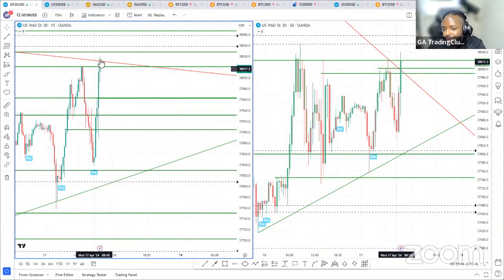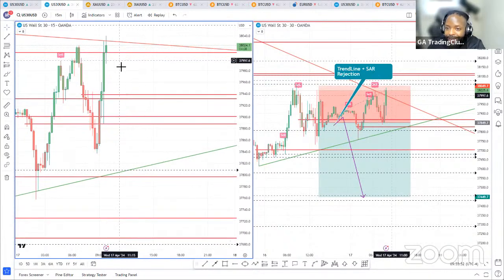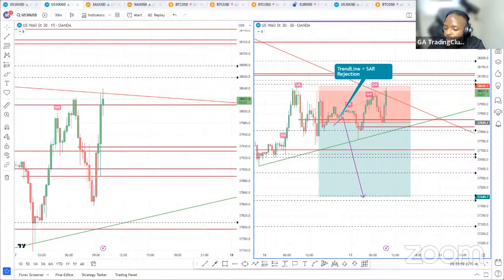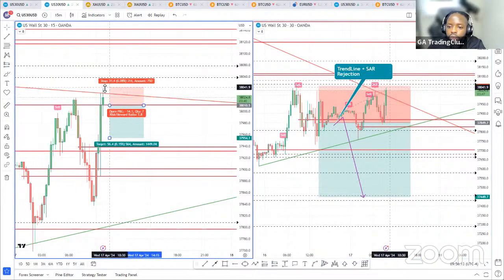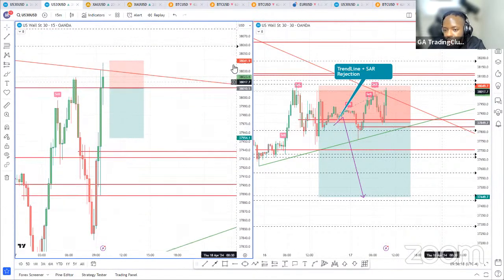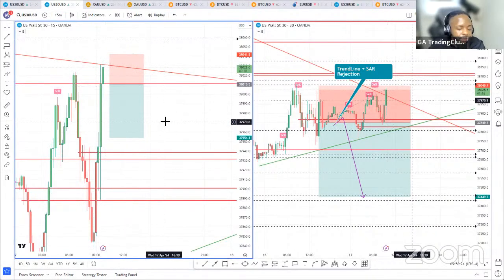So right now, if I move to the red SARs, if we have a red SAR here, and if this 15-minute candle closes below here, then guess what? I would just look for something like this, with stop loss above the previous high, and then shoot for like a 1:2. But that's only if this candle, which would be rejecting off of a trend line, closes below this SAR.